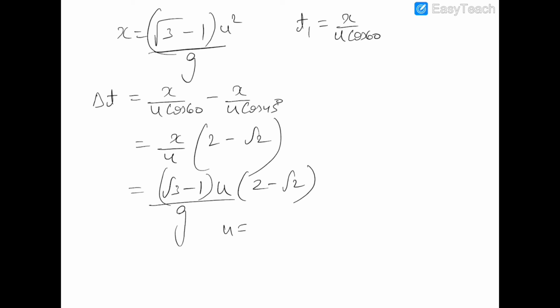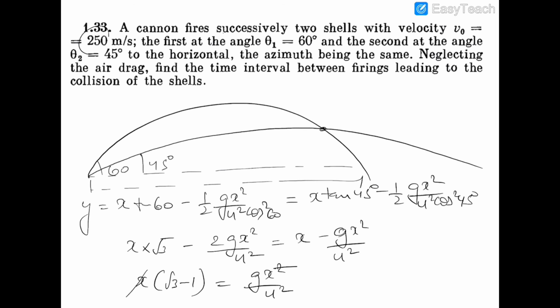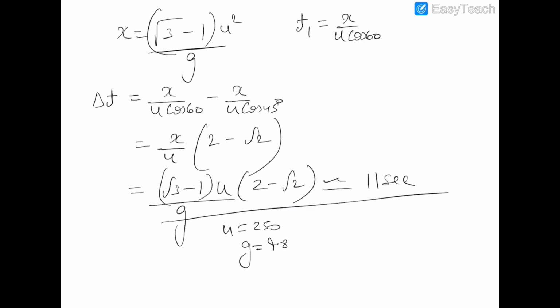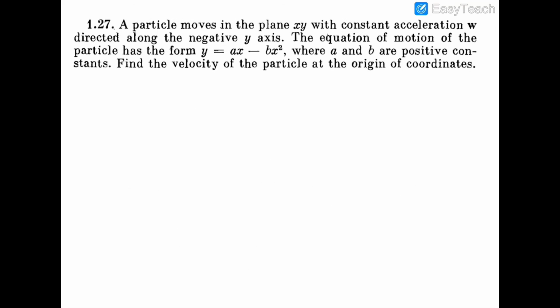u is equal to 250, so let us use u as 250 and g as 9.8. So this time would be approximately 11 seconds. So there should be a difference of 11 seconds between the two successive firings, so that both shells intersect and collide at a point. Now let's move on to the next question.